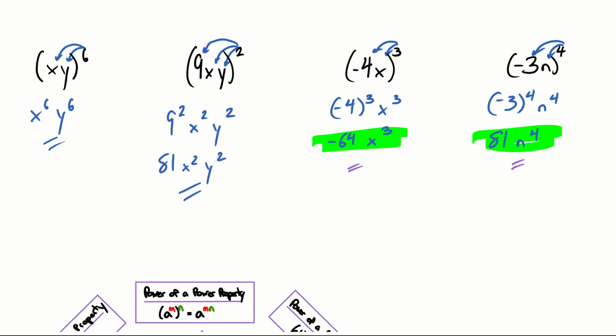We don't know what x is. We don't care what x is. We don't want to know what x is. We'll solve for that later, all right? But let's get these properties down.